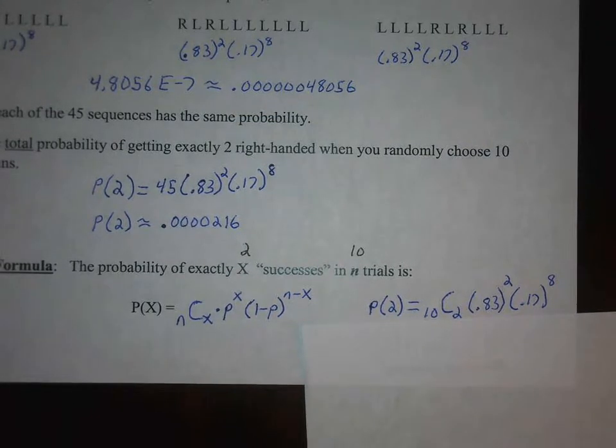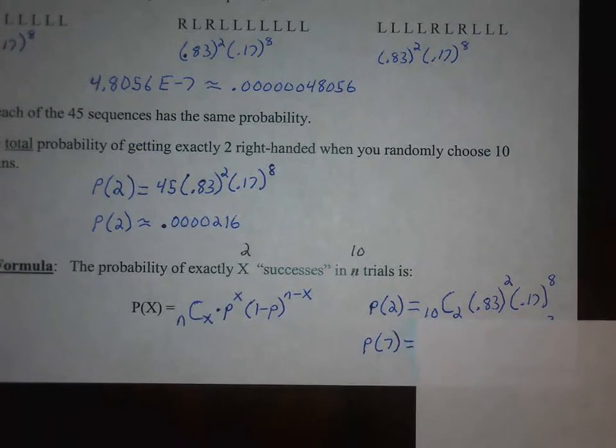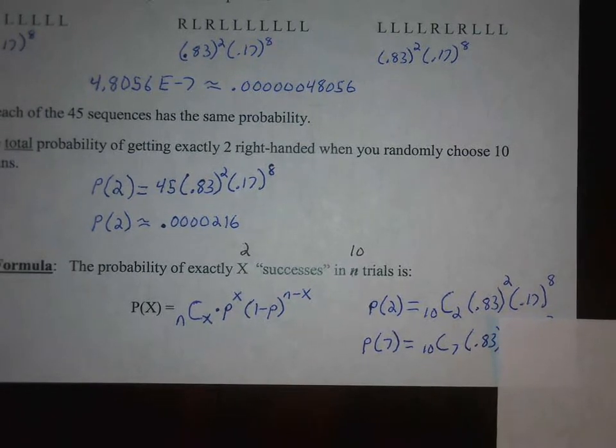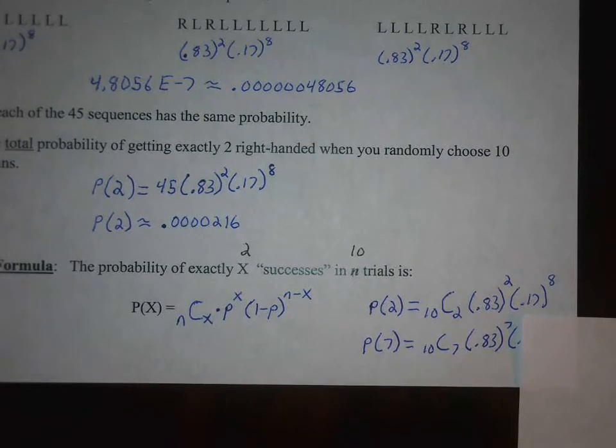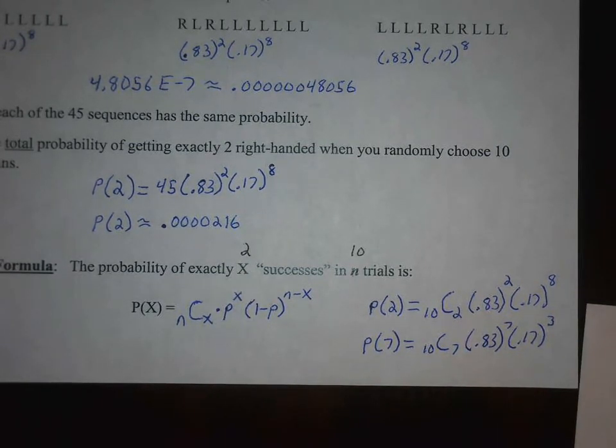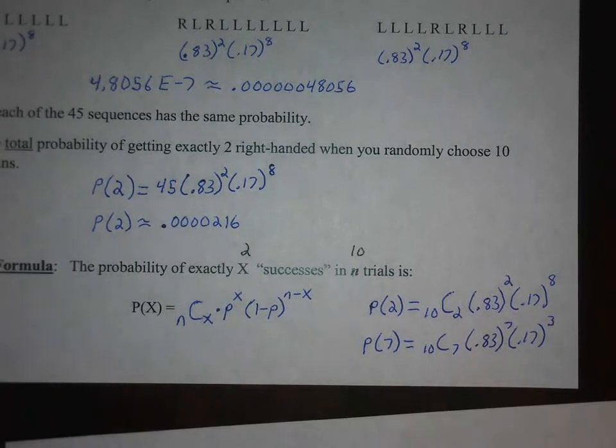Okay, so how would you find choosing exactly 7 right-handed people? Well, P of 7, we still have 10 people. We're going to choose 7 successes. The probability of success is still 0.83, but now how many of those do we want? We want 7 of those. Probability of failure is still 0.17. If we have 7 successes, we have to have 3 failures. Okay, so that's the binomial formula for finding exactly x successes in n trials.